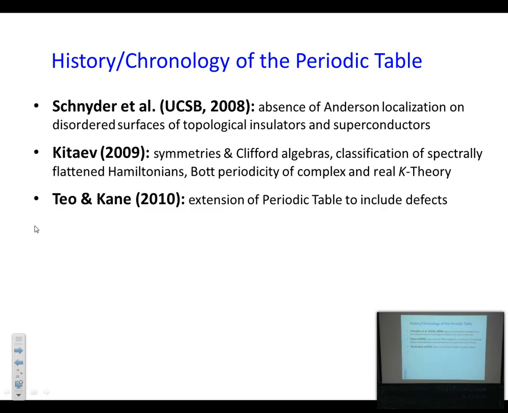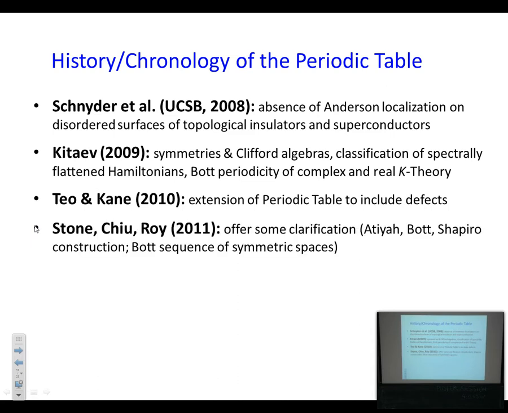Theo and Kane pointed out that there was an extension of this story, which includes defects in position space. There was a paper from Illinois which gave a tutorial to the physicists, drawing physicists' attention to work by Atiyah, Bott, and Shapiro on Clifford algebras and how they are organized and classified. And in particular, Bott has this, as nicely written in the book by Milnor, that you should put symmetric spaces in this prescribed sequence that we saw earlier.